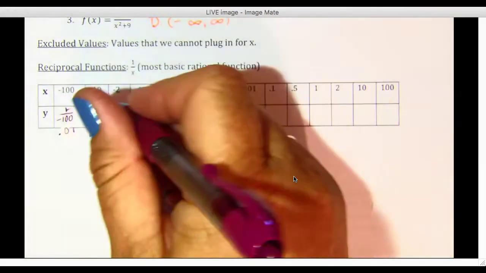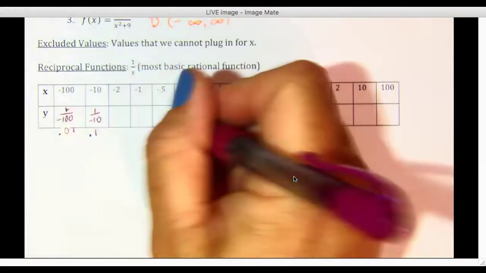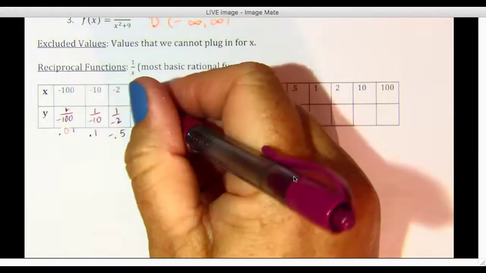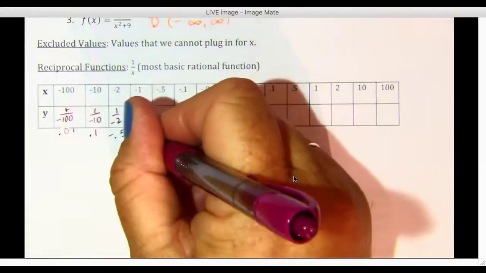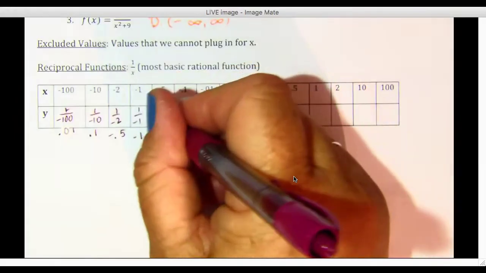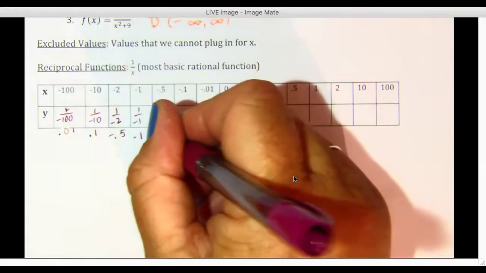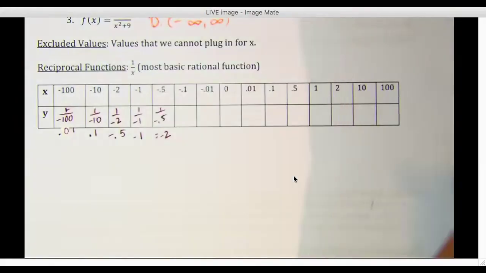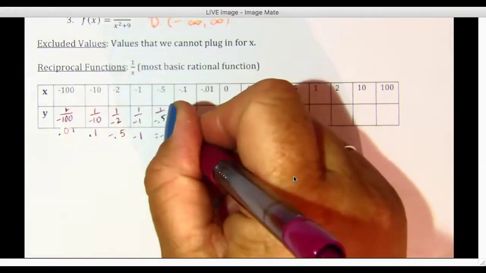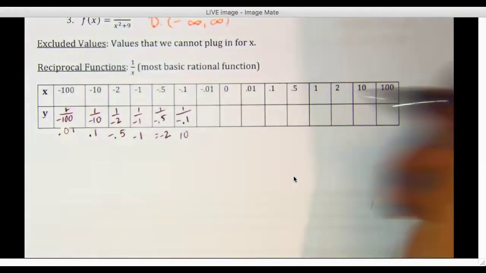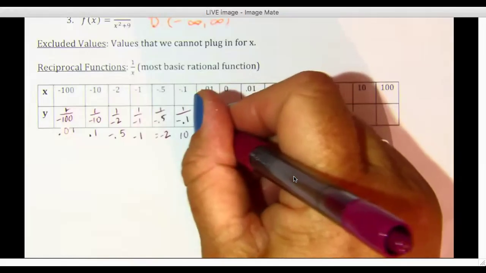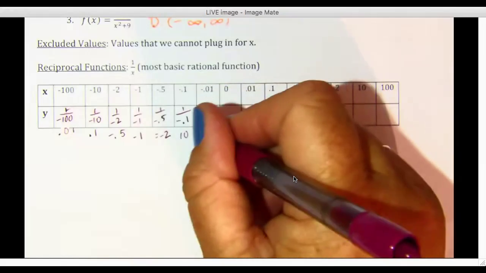And then if I plug in negative 2, 1 over negative 2 is negative 0.5. Plugging in negative 1, 1 over negative 1 is negative 1. And plugging in negative 0.5, 1 over negative 0.5 is negative 2. And plugging in negative 0.1, 1 over negative 0.1 would give me negative 10. And plugging in negative 0.01, that would give me negative 100.